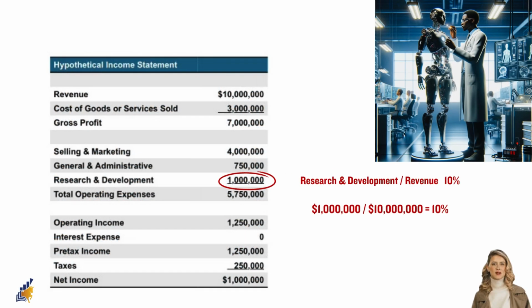The final ratio is the research and development expense ratio, which is calculated by dividing the research and development expense by revenue. For our example, that expense is 10% of revenue. So, the company spends 10 cents of every dollar of revenue on research and development. This ratio is a very important indicator of future growth. Fast-growing and innovative companies typically spend heavily on this expense. Research and development is the birthplace of new products and services.